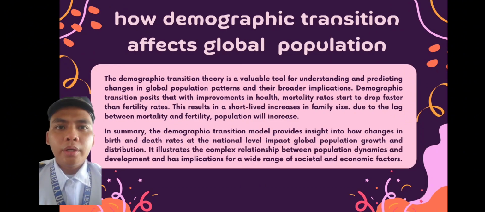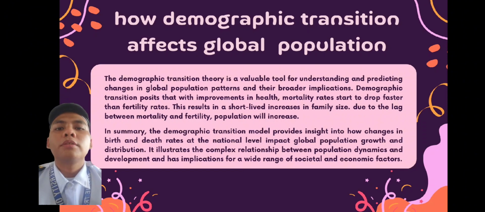How has the theory of demographic transition affected the global population? The theory of demographic transition is a widely recognized framework that describes the historical and future trends in population growth and structure as societies go through different stages of economic and social development.